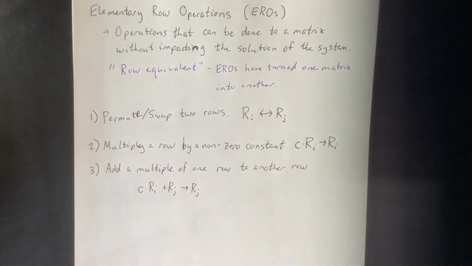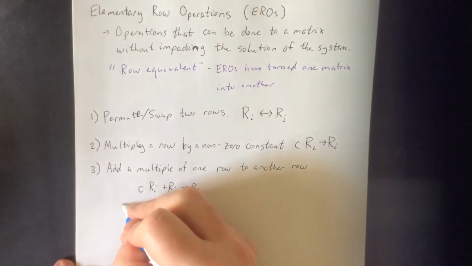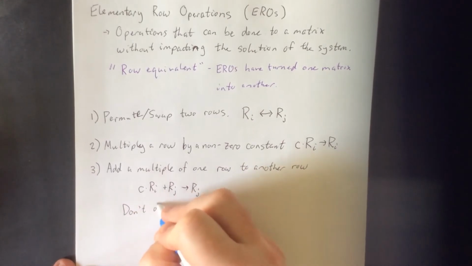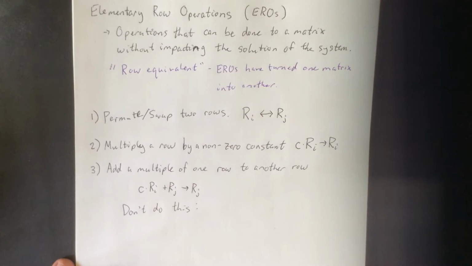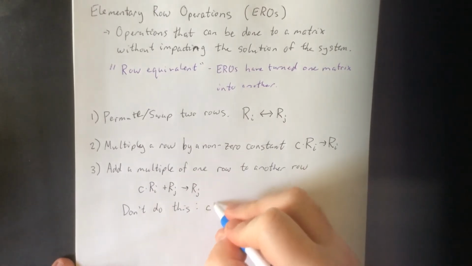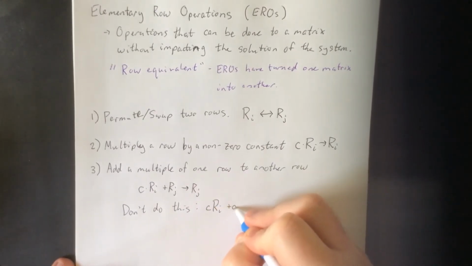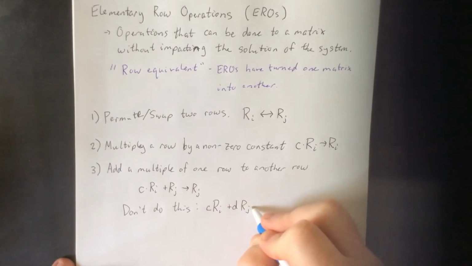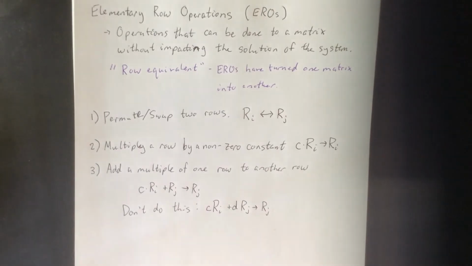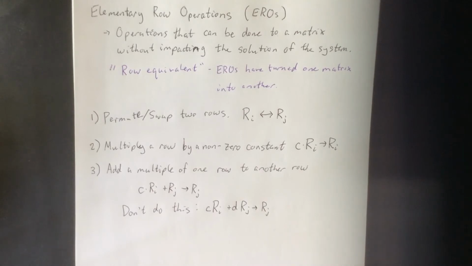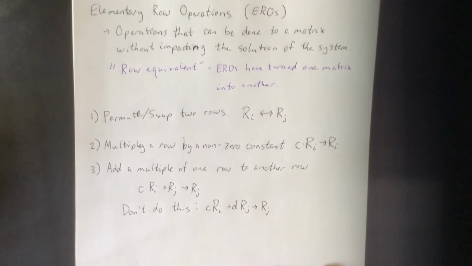Now some comments on this. Here are some things to not do. Don't take multiples of both rows and have it become the jth row. Don't do that. That is no longer row equivalent to what we had previously. Break it down into two separate steps where you're taking the second constant times that row and then adding.